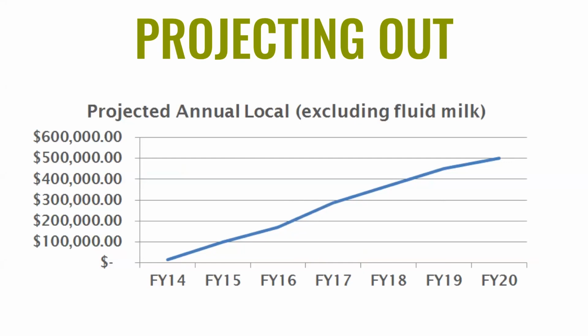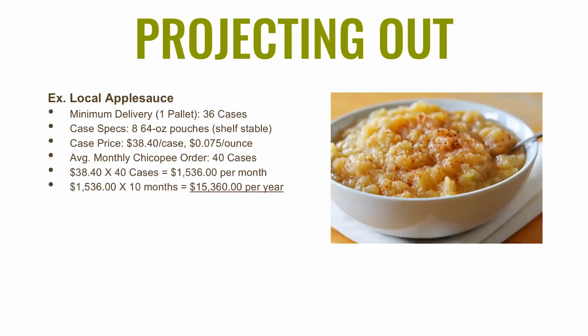So let's say we want to spend an additional $20,000 per year, and we want to figure out how we're going to meet that goal. So projecting out is one way to do this. So let's say we're thinking about adding a local applesauce. And so we can calculate how much applesauce we go through if, let's say, we were to order it one time a month for every school in our district. So we just do a quick calculation of how much that would be, how much it would cost.